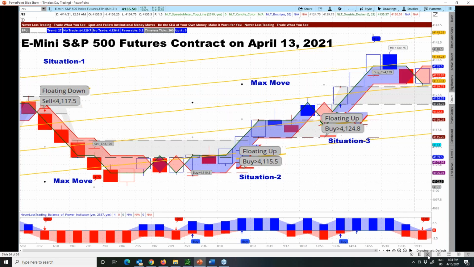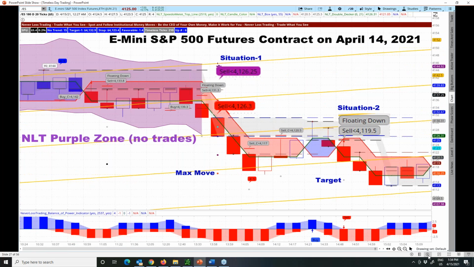I'll show you the next day, April 14, so yesterday. And we had a purple zone. At the beginning, people are annoyed using the system. So, man, it's a purple zone all day. Be happy to have it because you save yourself a lot of money by not entering. I cannot prevent the system from spelling out these opportunities, but I can teach you to not trade in a purple zone. And when the purple zone is over, like you saw here, situation 1, we are coming down.